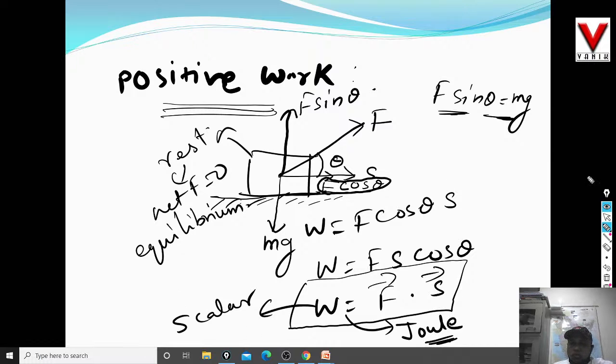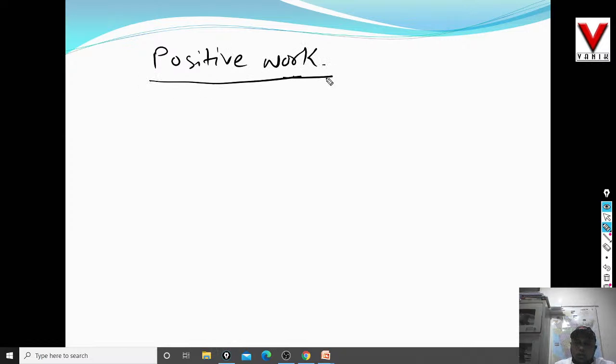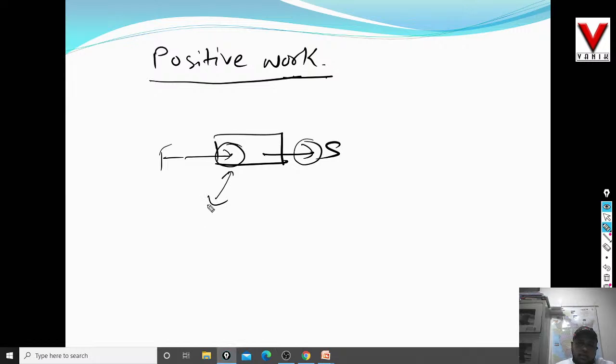Now let us talk about positive work. Positive work means, say this is a body, and I'm applying some force. Now this body is getting displacement. You can see the direction of applied force and the direction of displacement are the same. That means the body is getting displaced along the direction of applied force. So in this case, I can say that work done is positive.